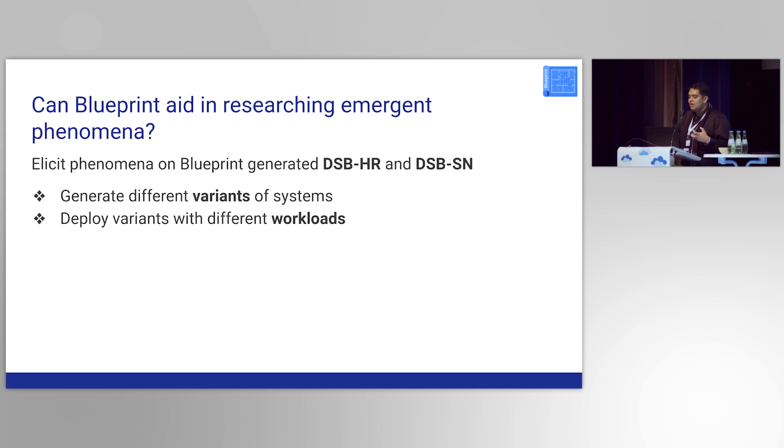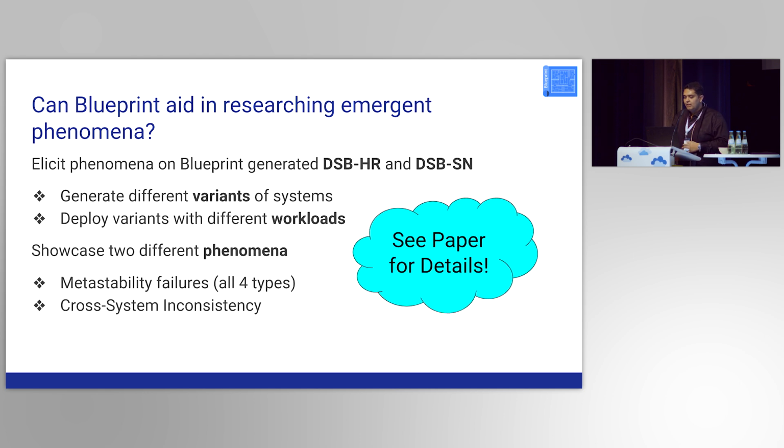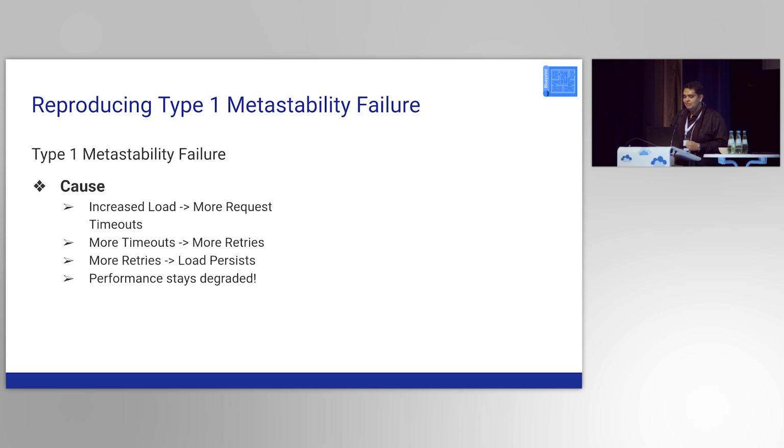To test this, we ask if Blueprint can help in researching emergent phenomena. To exhibit these phenomena, we generate equivalent versions of 2 open source microservice systems and use these systems to generate different variant implementations and exercise the variants with different workloads. We showcase 2 different phenomena, metastability failures and cross-system inconsistency. Today, we will only focus on type 1 of metastability failures. For the others, please refer to the paper.